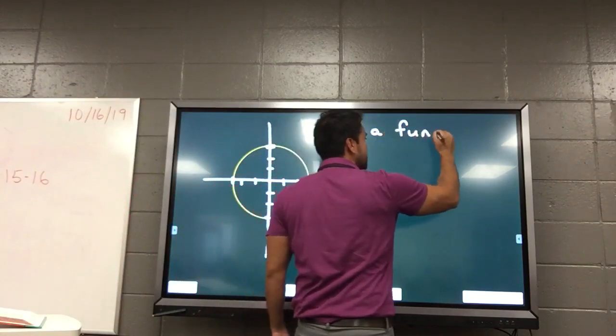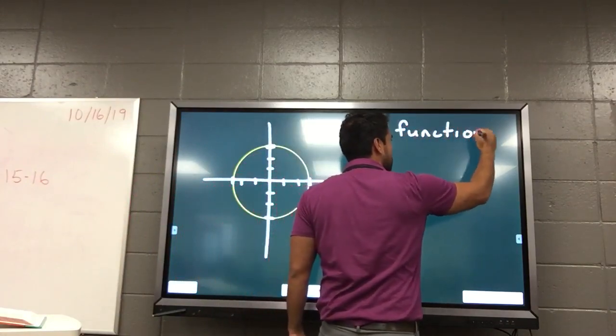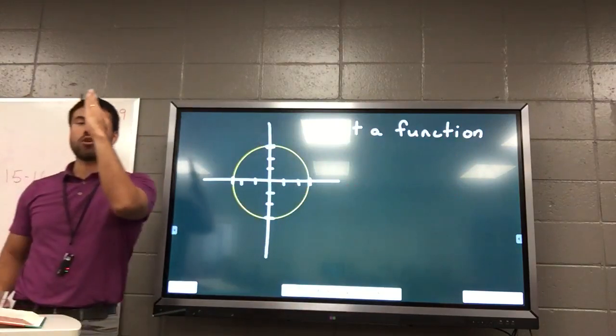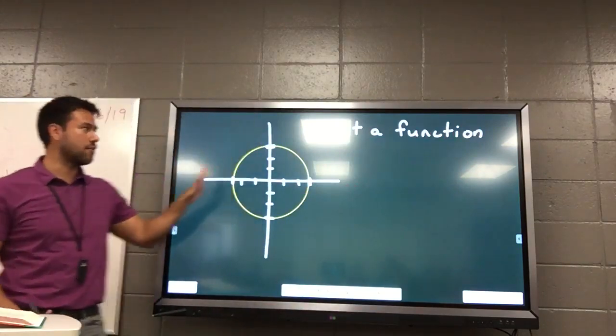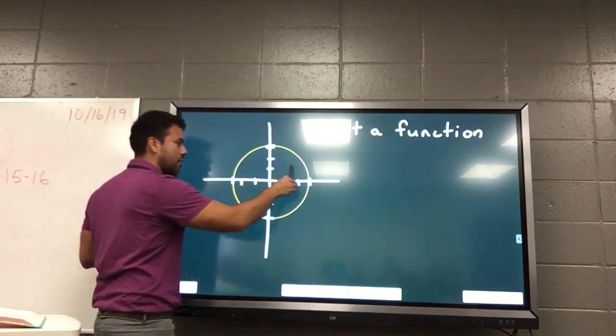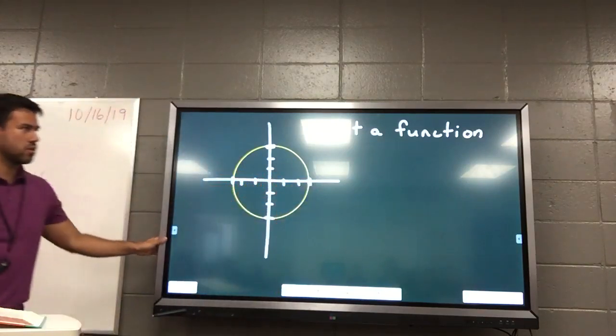for many reasons, but for us, we need to understand that it does not pass the vertical line test. It fails it, so it's not a function. It'll hit 2 points for many different scenarios. Okay, so it's not a function.